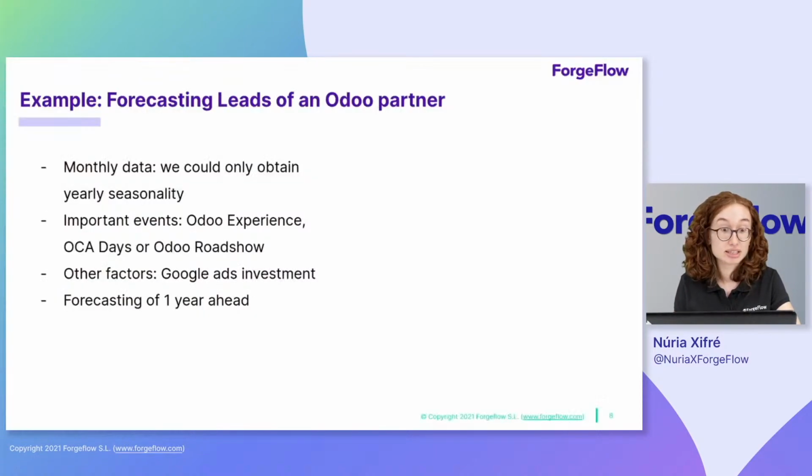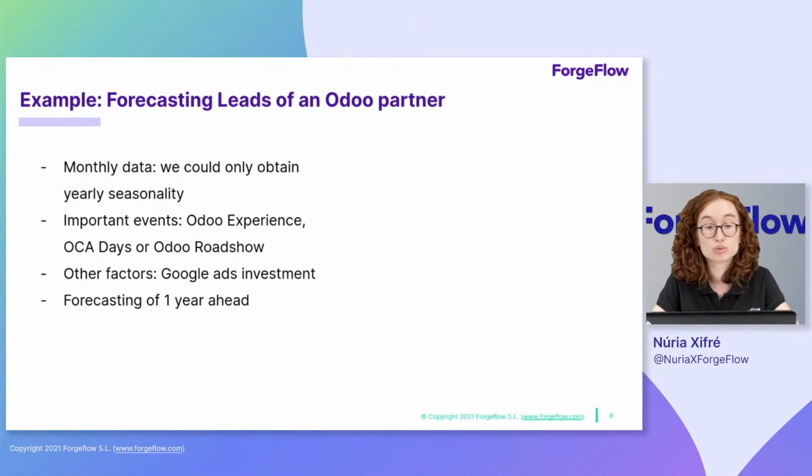Let's start explaining the example I thought about of how we could use the forecasting app. Let's imagine we are an Odoo partner who wants to know the future forecast, the future leads of our business. We have monthly data of these leads that goes from 2014 until 2021. Having monthly data will allow us to see if there's any seasonality during the year. Other important events we should take into account.